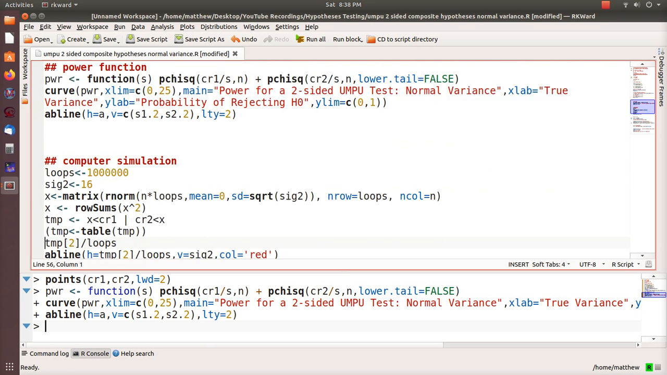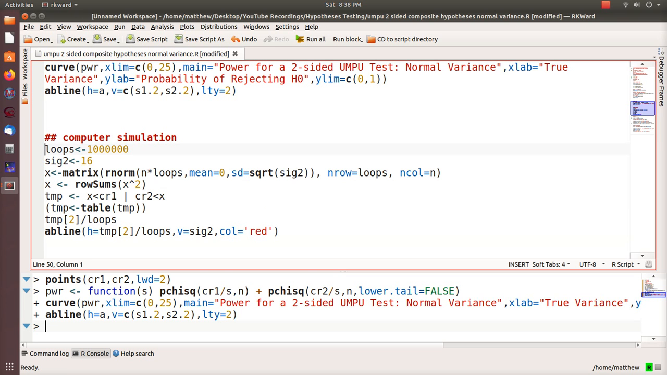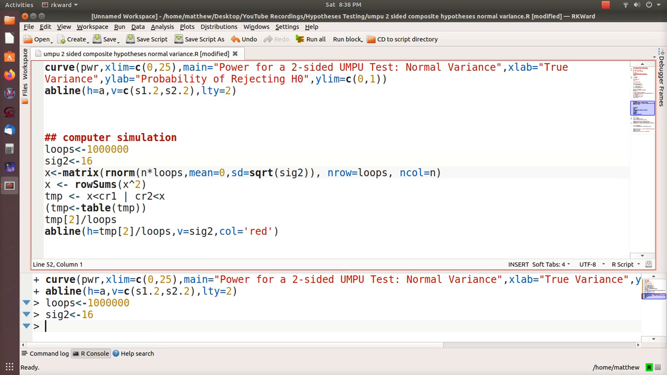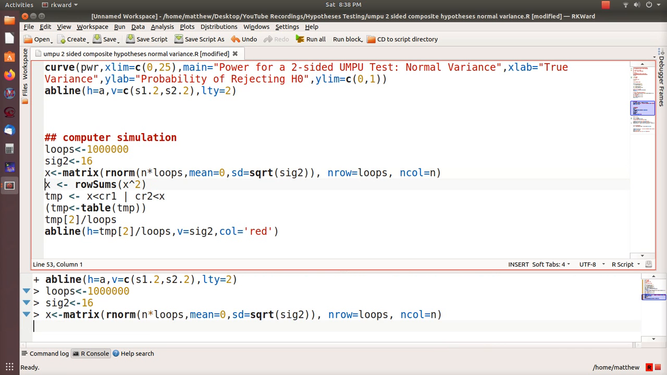So that's it. So now let's do a little computer simulation. Let's do 1 million replications. Let's assume the true variance is 16, and let's create a matrix that has 1 million rows and 55 columns, because we're using a sample size of 55 still. So that matrix, each row represents a sample of size 55.